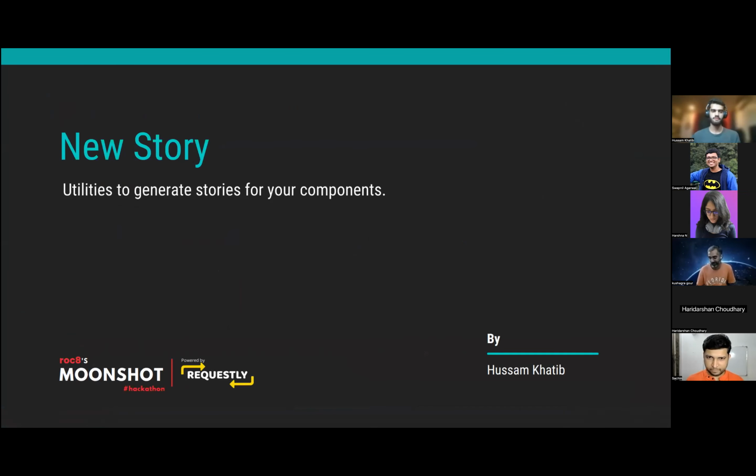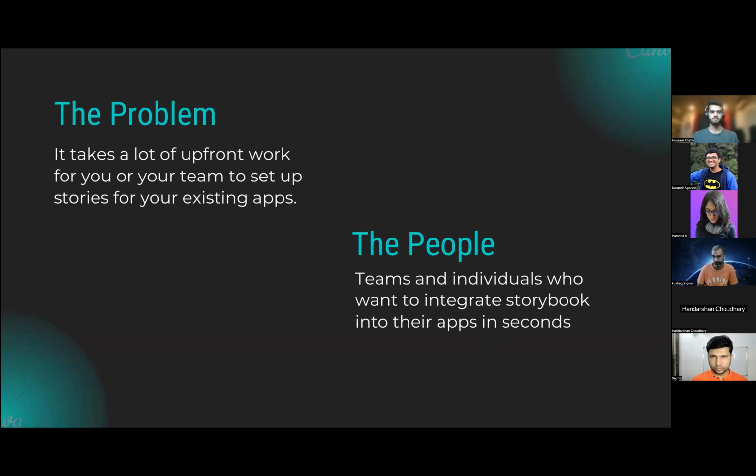Hi everyone. My project name is New Story. This project is based on Storybook. Storybook is a UI toolkit used for documenting your design systems. I personally use it for creating components in isolation, and once I feel confident about it, I integrate it into my app. The problem is that it takes a lot of upfront work for your team to set up using Storybook.